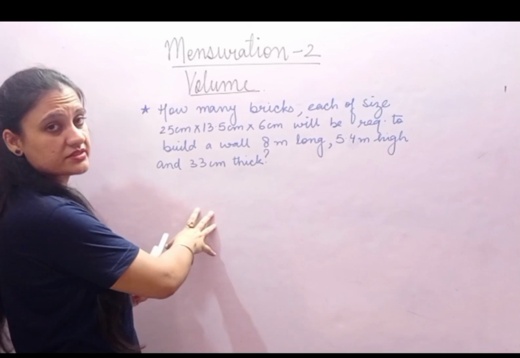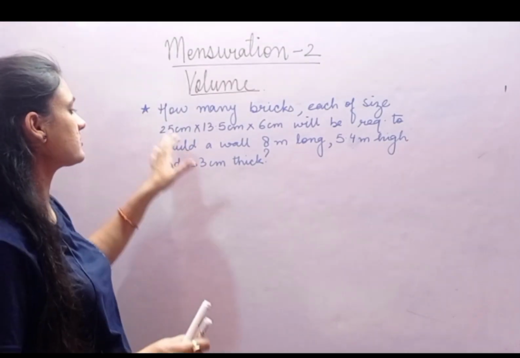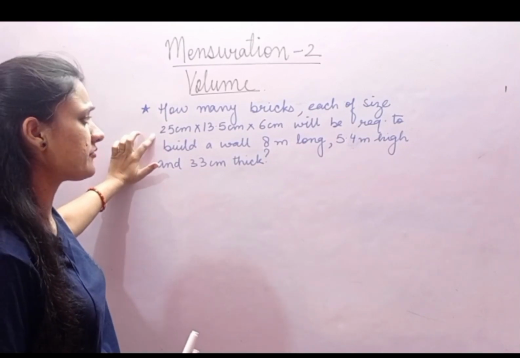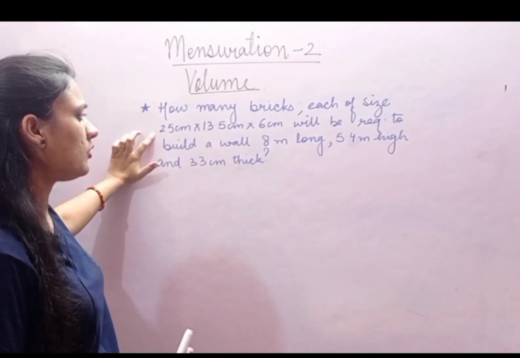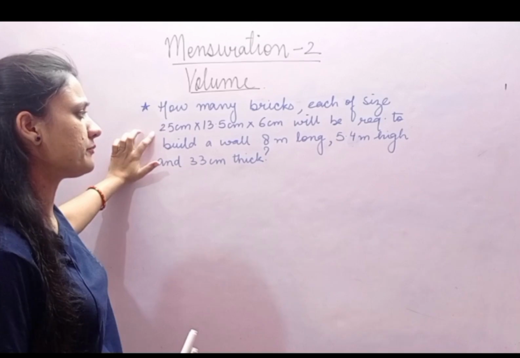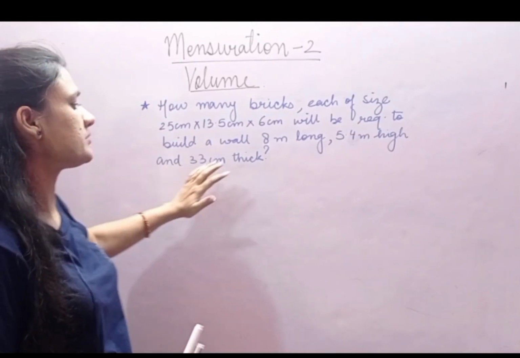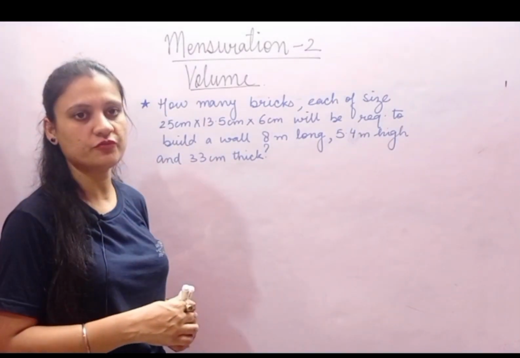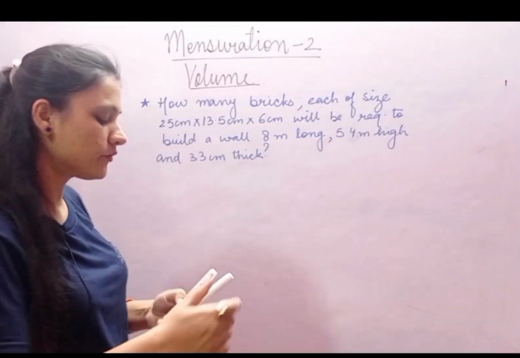Now let us discuss this question. They are asking how many bricks of the given length, breadth and height will be required to build a wall 8 meter long, 5.4 meter high and 33 centimeter thick. So you have to find the number of bricks to make this wall. What are you going to do here?